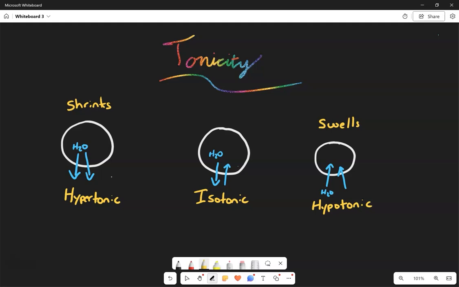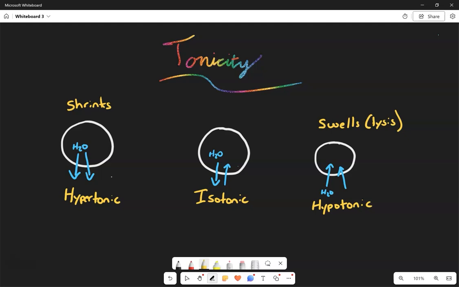Okay? So three different outcomes when we put the cell into solution. The cell can shrink. It's a hypertonic solution. The cell can stay the same. It's an isotonic solution. Or the cell can swell because it takes up water. And this can often lead to cell lysis or cell bursting. Okay? That's a hypotonic solution.